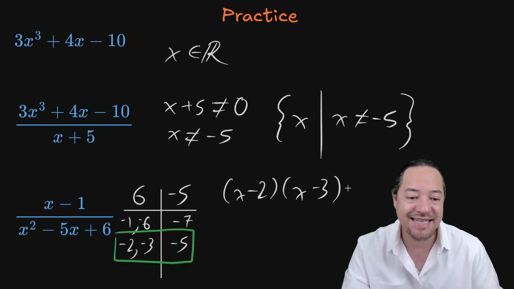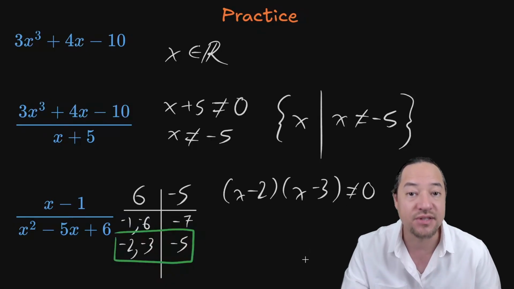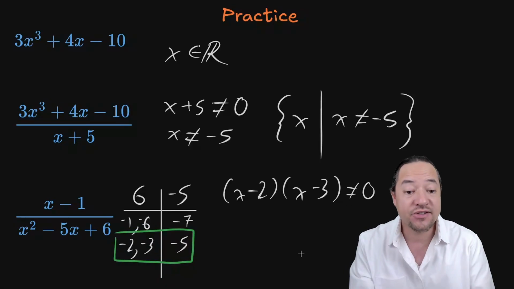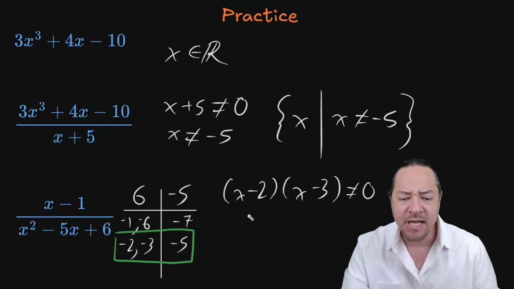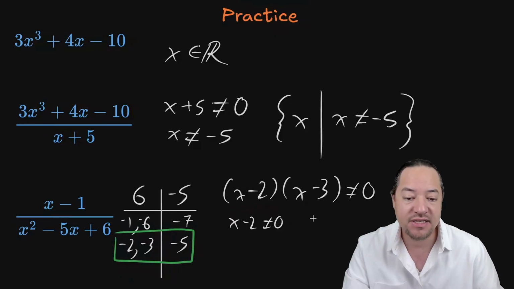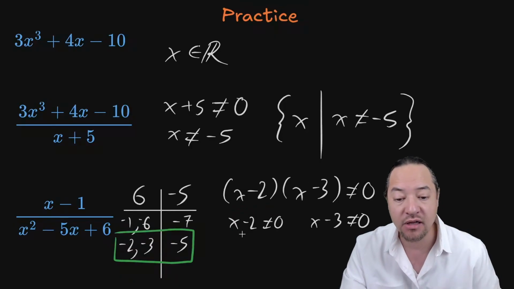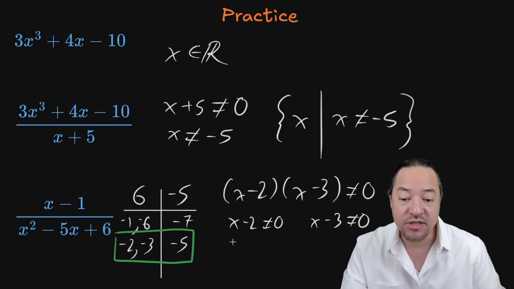And the whole idea is that this cannot equal 0. So now I can just look at these two factors. And this first one is telling me that x minus 2 cannot be 0. And this is telling me that x minus 3 cannot be 0. Why is that? Well, if I add 2 to both sides, I'll get x cannot equal 2. And here I'll get that x cannot equal 3.